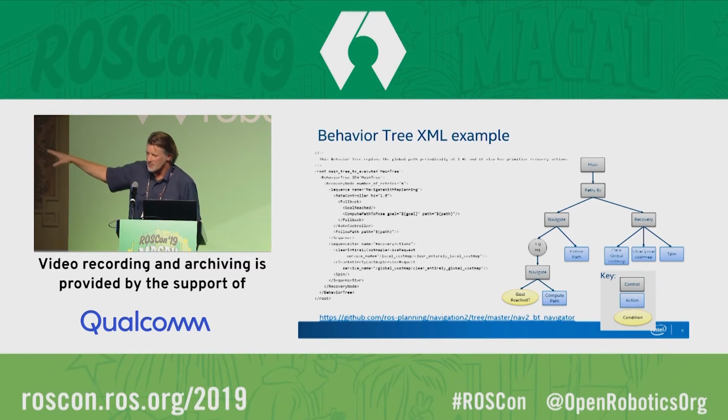And then the other side shows you the XML representation of all this. I'm not going to go through that line by line, but just to give you an idea of how you write a behavior tree like this, it's 20-something lines of XML.